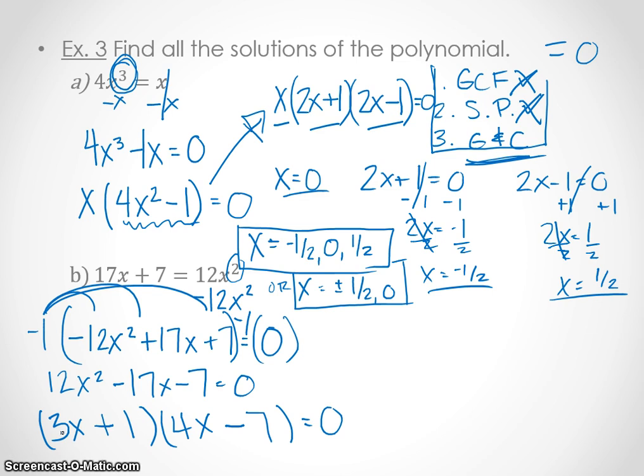Let's just double check. 3x times 4x, so 3 times 4 is 12, and then x squared. 3x times a negative 7 is a negative 21x. And then 1 times 4 is a plus 4x. Negative 21 plus 4 does give us a negative 17x. And then 1 times negative 7 is negative 7. So we did factor correctly.